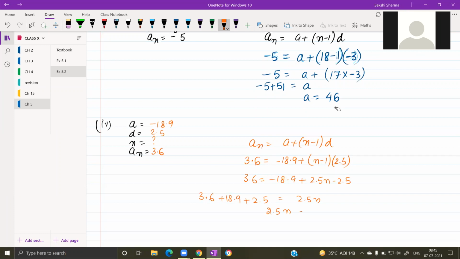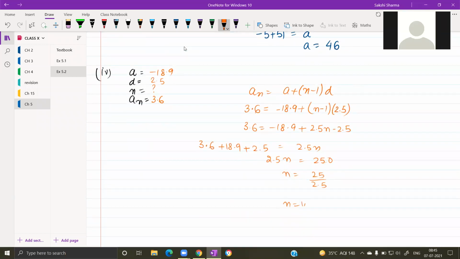21.4. Are you sure? 9, 5, 4. No ma'am, I was just calculating 18.9 and that. Okay. 5 and 9 is 14, 22, 5, 23, 25. Yes ma'am. N equals 25 divided by 2.5. The value of N comes out to be 10.